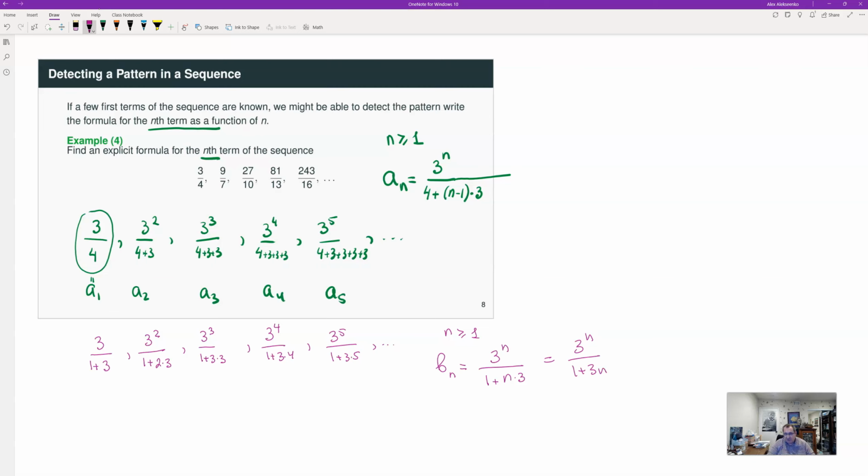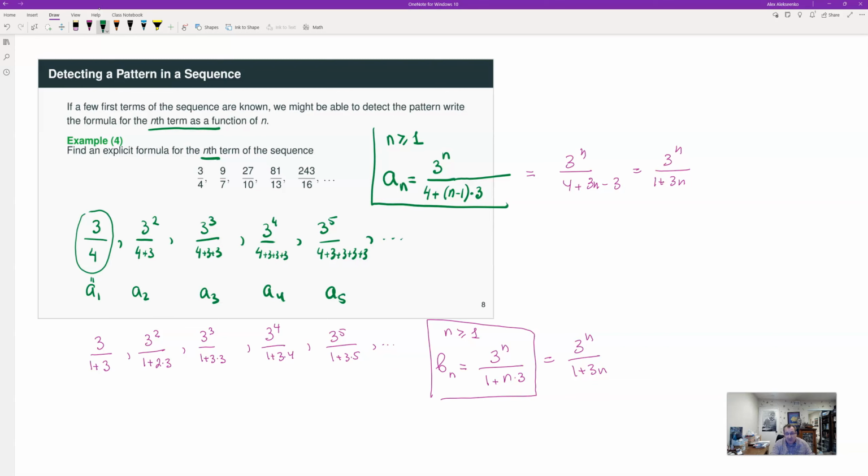So, both formulas work. As a matter of fact, if you simplify the denominator, you will see that this formula is precisely the same. It's 3 raised to n divided by 4 plus 3n minus 3, so it's going to be 3 raised to n divided by 1 plus 3n. So we actually discovered the same formula, but it may not be obvious when you first see it. You'd probably prefer to have this formula versus the one in green that we developed the first time, because it's much more refined.